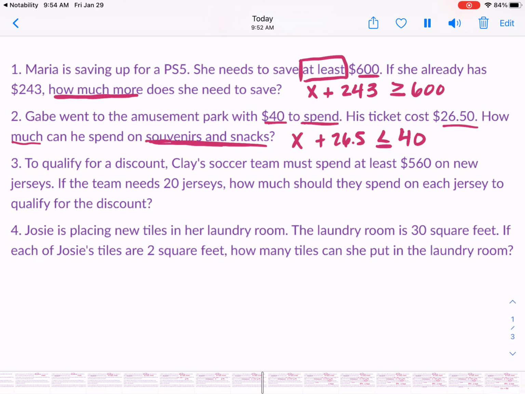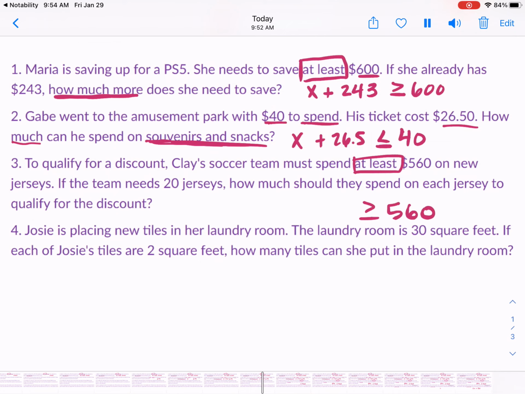All right, number three. To qualify for a discount, Clay's soccer team must spend at least, go ahead and write that down, at least means greater than or equal to, $560 on new jerseys. If the team needs 20 jerseys, how much should they spend on each jersey to qualify for the discount?